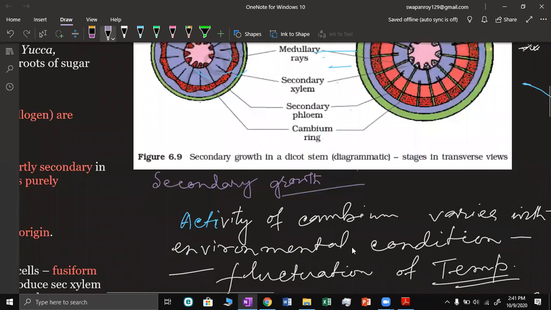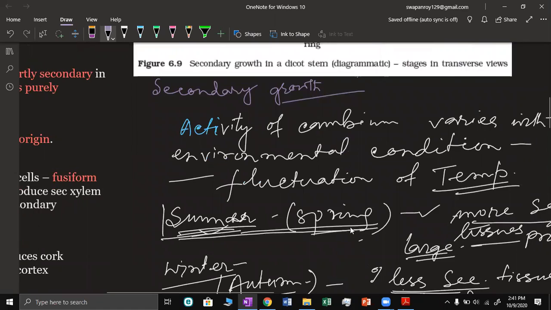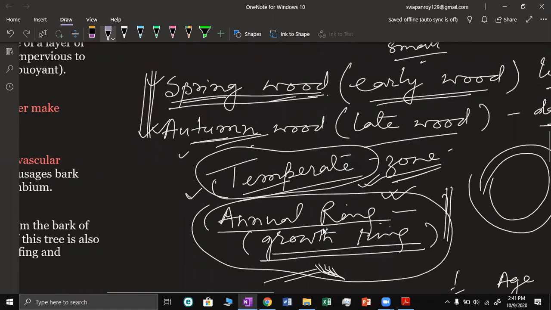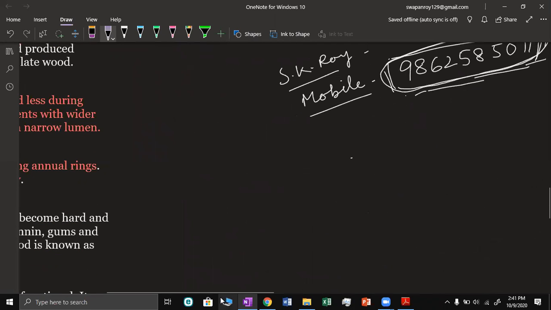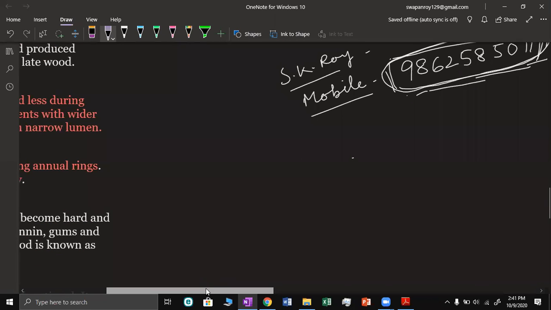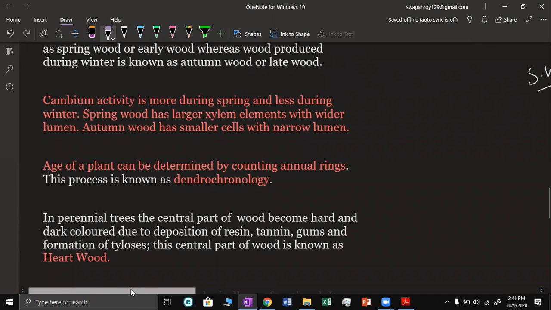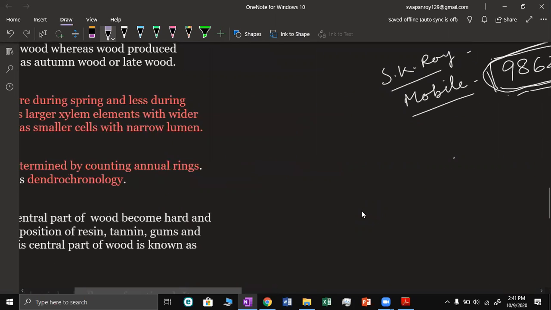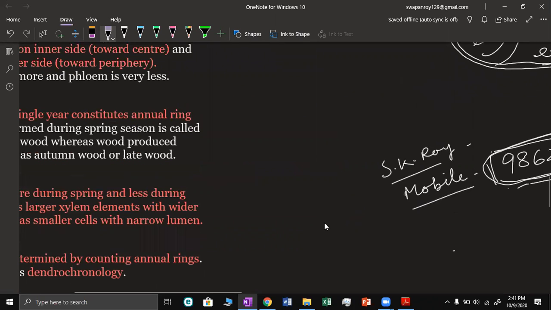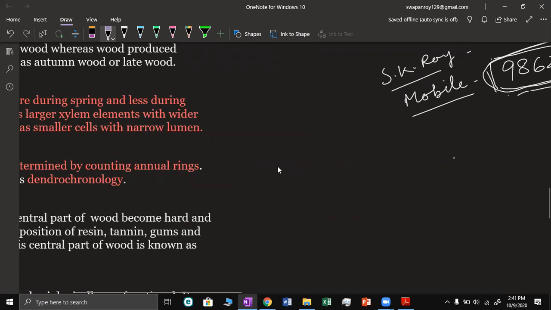Secondary growth, and in the secondary growth we have talked a lot of things. Out of this, some of the important portion related to this secondary growth is that in the vascular portion we have actually learned yesterday.